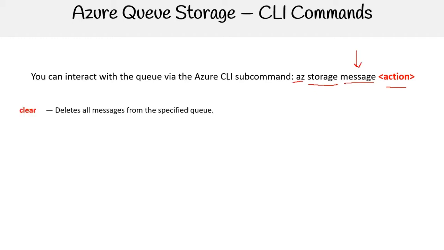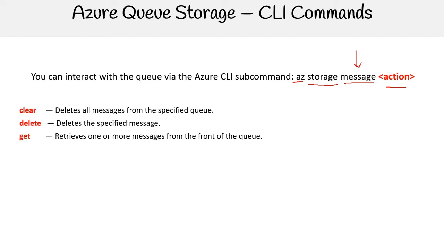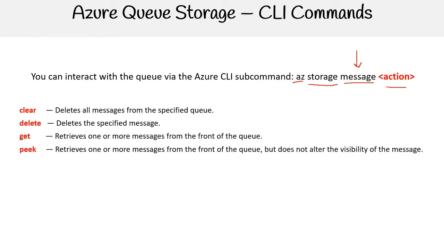So we have clear, which deletes all messages from the specified queue. Delete, which deletes a specific message. Get, which retrieves one or more messages from the front of the queue. Peek, which retrieves one or more messages from the front of the queue, but does not remove them, does not change their visibility, does not lock them.